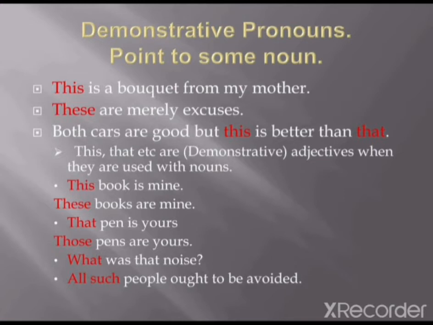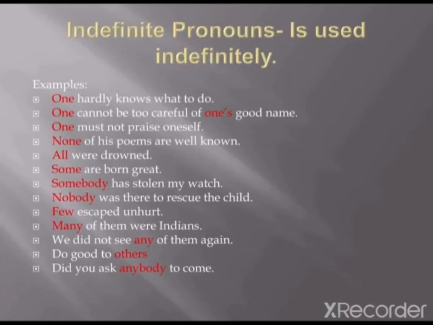This, that, etc. are demonstrative adjectives when they are used with nouns. Like, this book is mine, these books are mine, that pen is yours, those pens are yours, what was that noise, all such people ought to be avoided. In these sentences, this, these, that, those, what, all such are used with or before a noun. So that's why they are demonstrative adjectives.